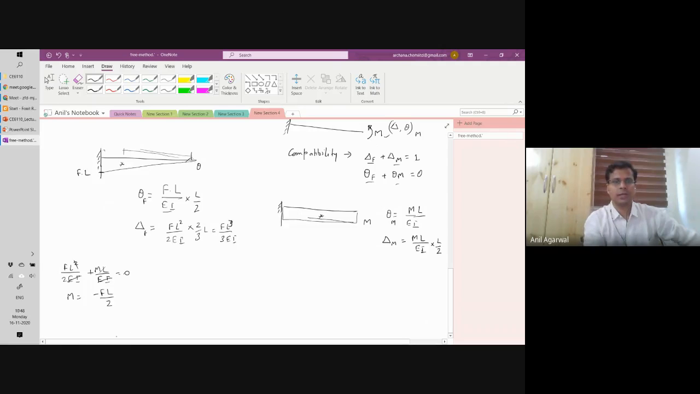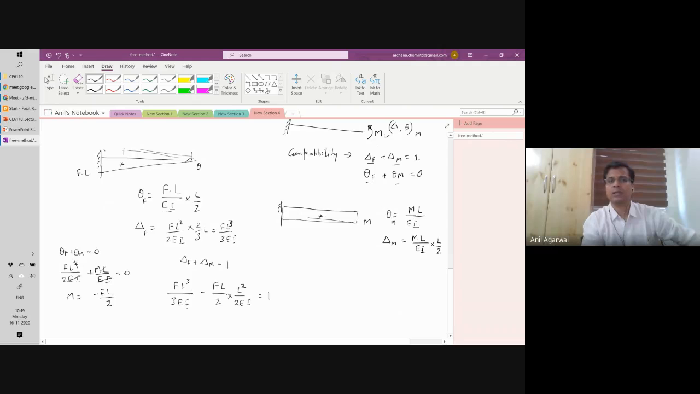The other equation is delta F plus delta M. So this one was theta F plus theta M equals 0. Then we will do delta F plus delta M equals 1. So delta F is equal to FL cube divided by 3 EI plus delta M is equal to ML square by 2 EI. Okay, so M will be substituted with minus FL by 2 multiplied by L square by 2 EI and equals 1. Fine.